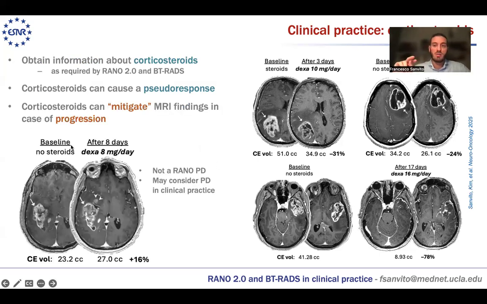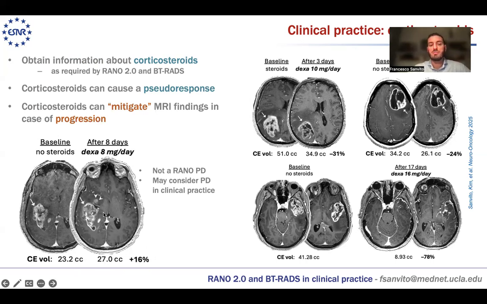But I do want to point out that the issue is rather on the flip side of correctly calling a progression when the steroids are increased. So in this case, steroids got increased. The tumor is clearly growing because there's a new nodule. The tumor is overall larger, but if you quantify the contrast enhancing portion, you see that all of these nodular contrast enhancing tissue components are kind of gone. There is a definitely thinner rim of enhancement out here. So overall, the quantification of the tumor volume grew only marginally.